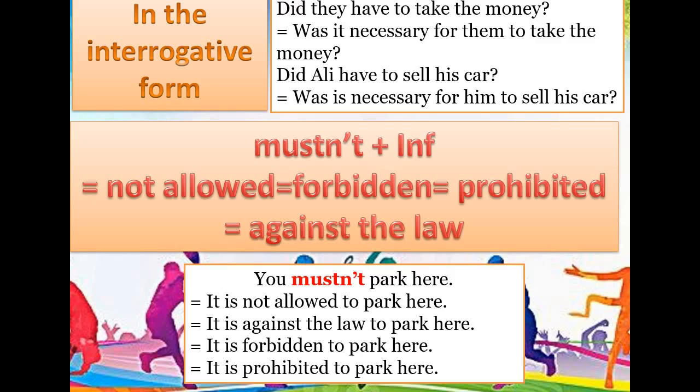Now, let's talk about prohibition. Okay, we use mustn't plus verb stem to express prohibition. Prohibition means what? Not allowed, forbidden, prohibited, against the law. So, must not or mustn't plus verb stem is used to show that something is prohibited or forbidden or not allowed or against the law.